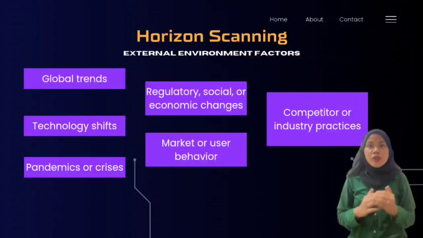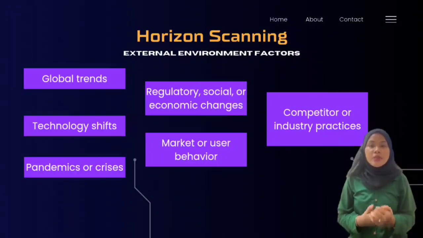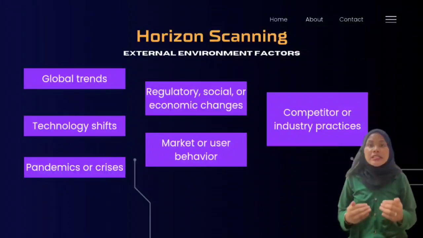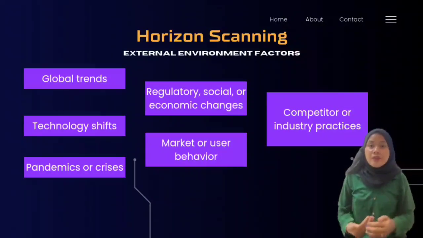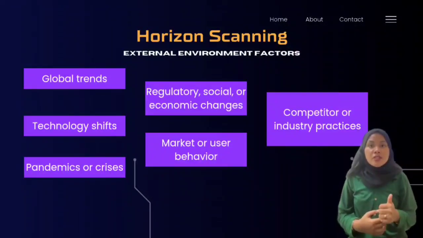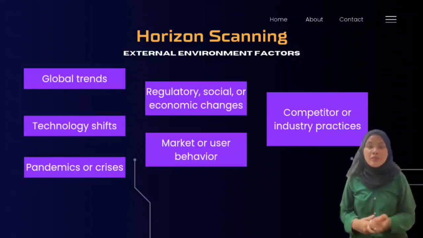To evaluate external factors that influence the UiTM eCourse registration system, I will use the horizon scanning approach. This method involves global trends, technology shifts, economic crises, regulatory, social or economic changes, user behavior in the market, and competitor or industry practices. Let's begin with global trends.